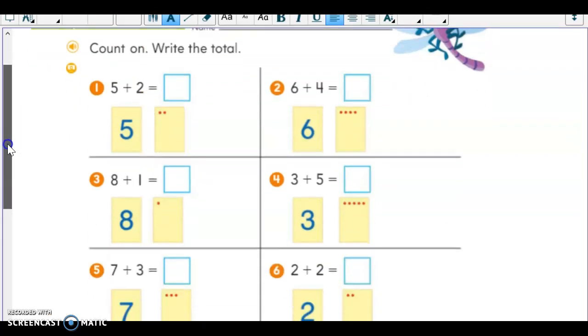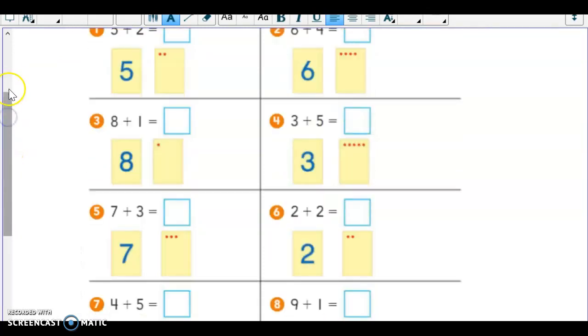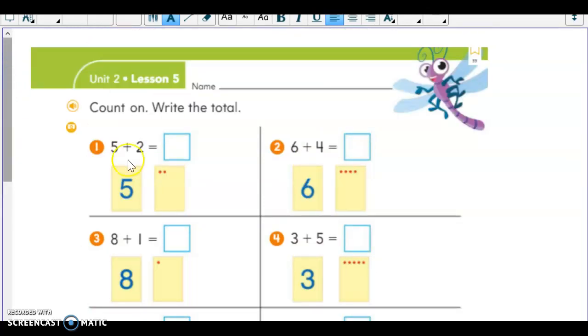All right, let's go to your workbook. So today you need to be on page, oops, I don't have the page number. It should just be the next clean page. Please forgive me for not having that snipped in there. Unit 2, Lesson 5, that's the next page. So we're going to count on and write the total. So here we can see the equation says 5 plus 2 equals unknown. This box means unknown. We don't know what goes there yet.